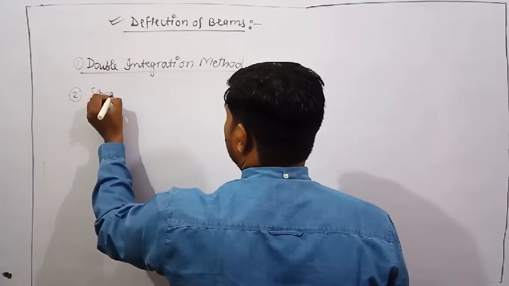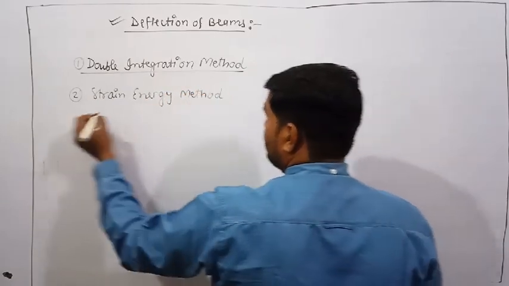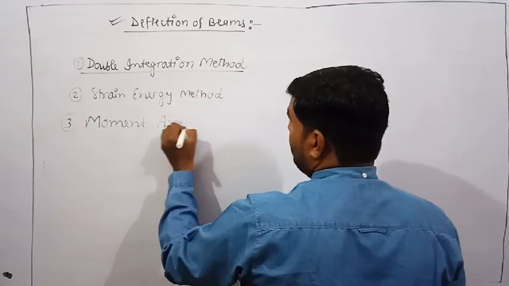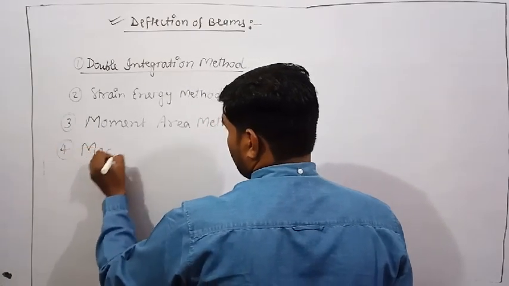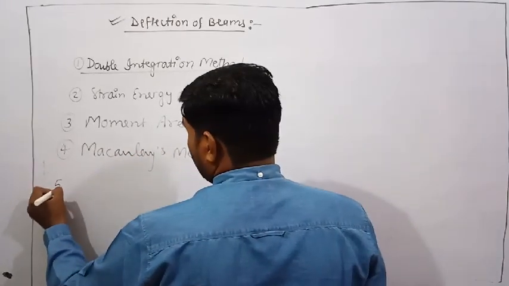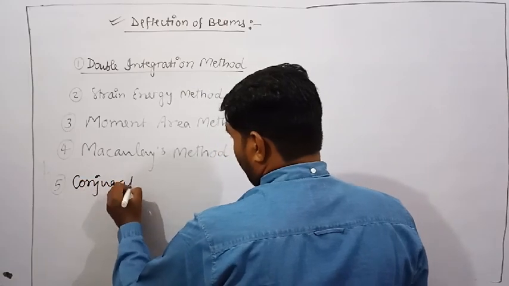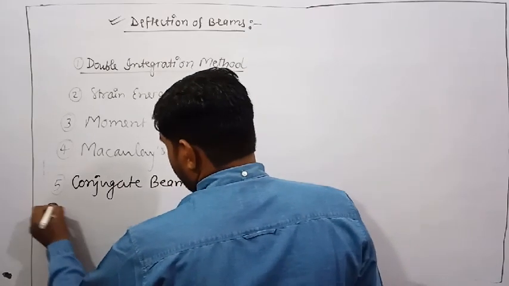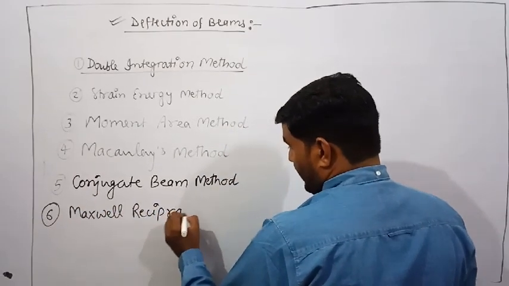Second method is strain energy method, and the third method is moment area method, and the fourth one is Macaulay's method, and the fifth one is conjugate beam method, and the sixth one is Maxwell reciprocal theorem.